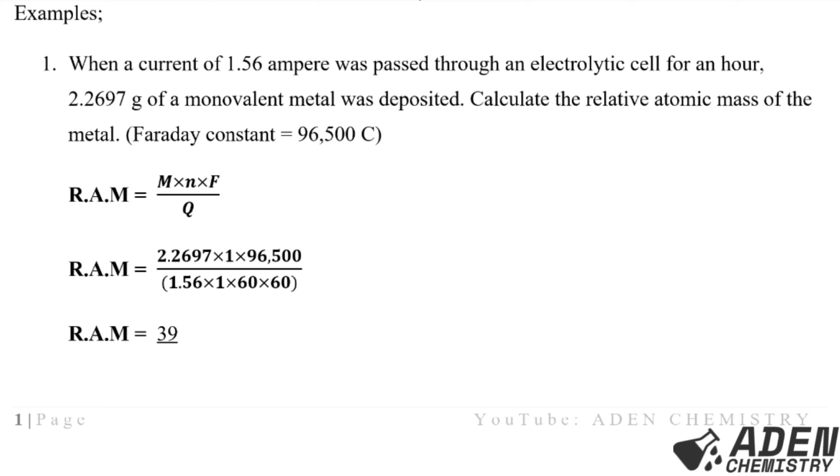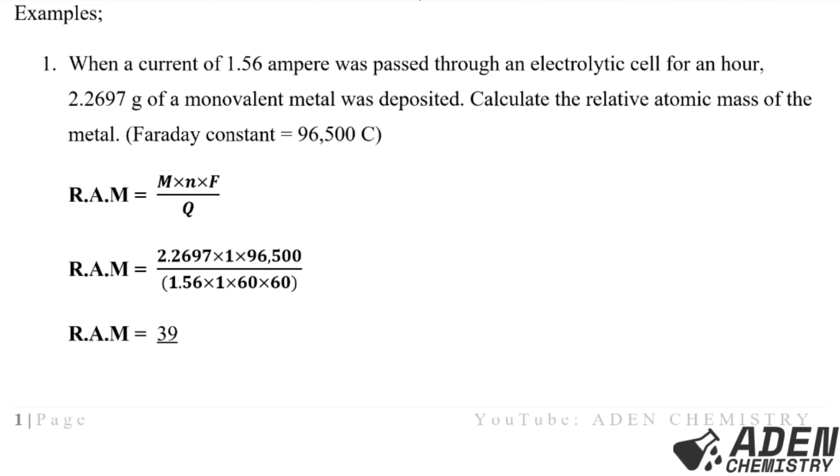So the formula that we are going to use when we are calculating R.A.M is equal to M times N times F divided by Q, where M is mass. So the mass here is 2.2697 multiplied by N, which is the number of Faradays. Here, for us to know the number of Faradays, we are given the valence of the metal. We are told monovalent metal. So if the valence is 1, the charge there is 1, so the number of Faradays will be 1, multiplied by F. F is Faraday constant, which is equal to 96,500 coulombs, divided by Q.